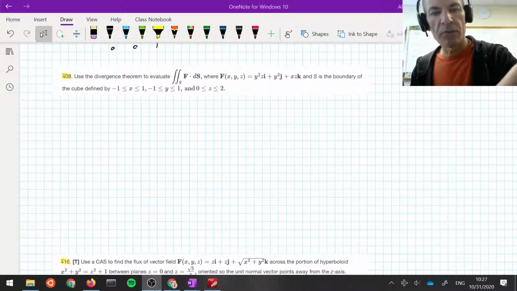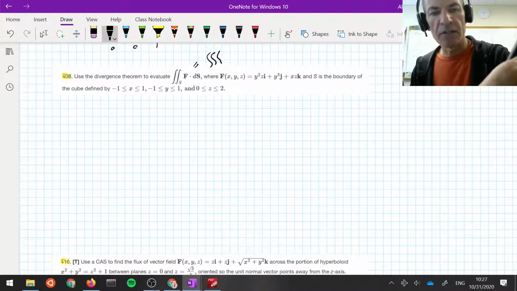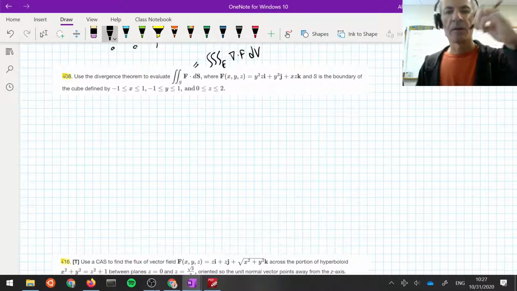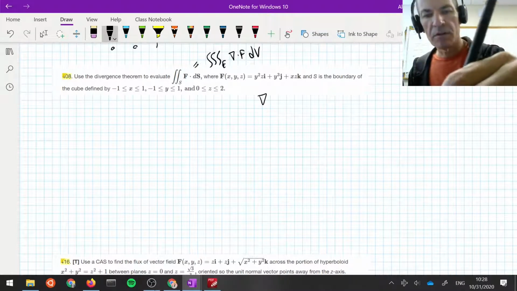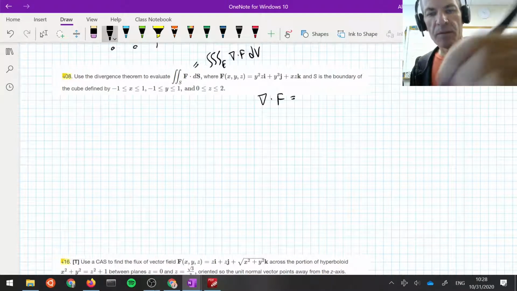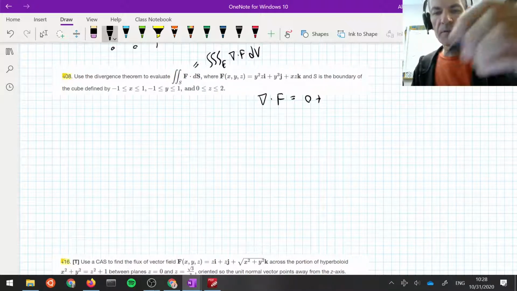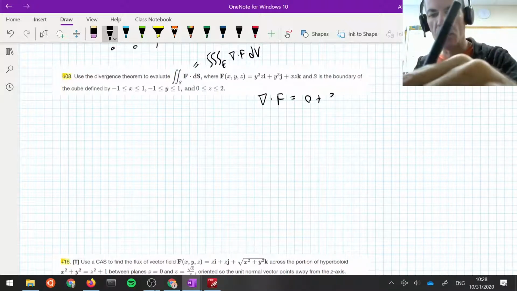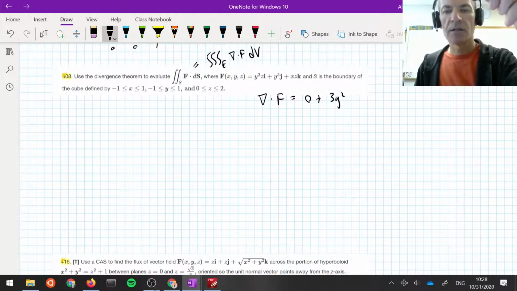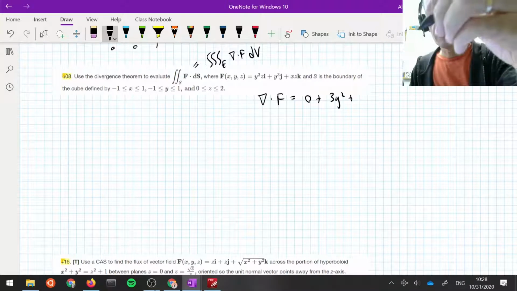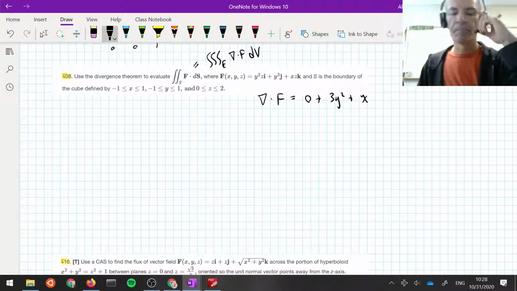So that means we can rewrite this as the integral over the enclosed area of the divergence of f. Let's compute the divergence of f. It's the partial of the first component with respect to x, 0. Second component with respect to y, 3y squared. Third component with respect to z, x.